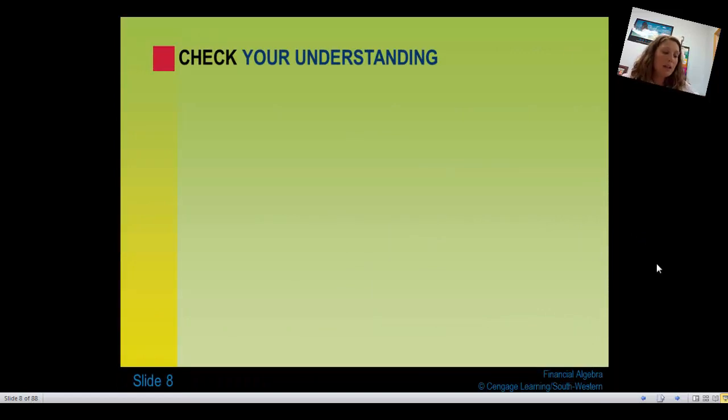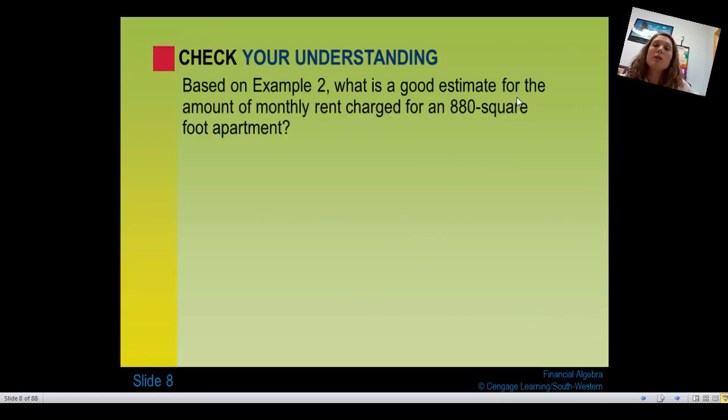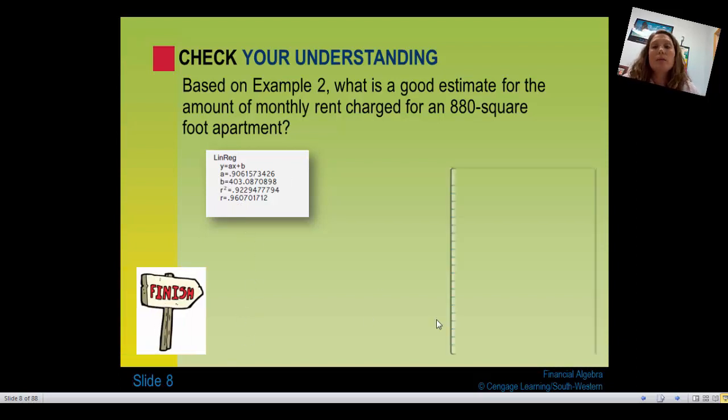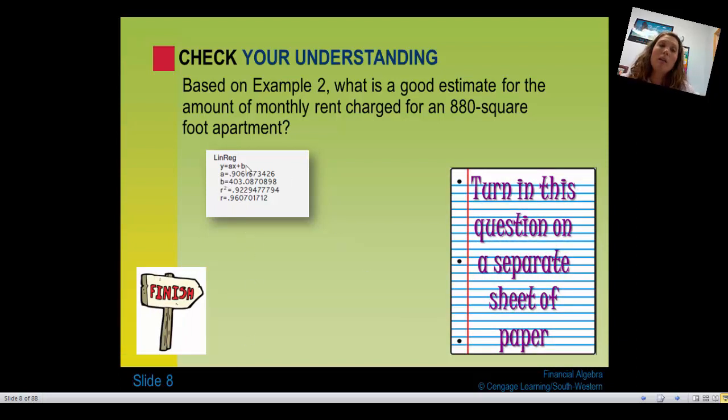Further check your understanding. Based on example 2, what is a good estimate for the amount of monthly rent charged for an 880 square foot apartment? So here's the information when you ran that through your calculator. So you have your A value, you have your B value. You're going to finish this in your notes. You're also going to turn this question in as well. So you have your y equals, substitute your A, substitute your B, and now they want to know for an 800 square foot apartment, what is the rent going to be? So remember that your x value was the square footage and your y value was the rent that they are going to charge you.